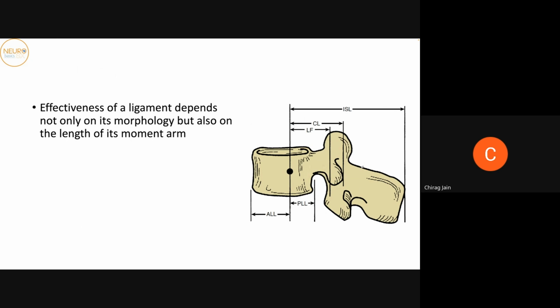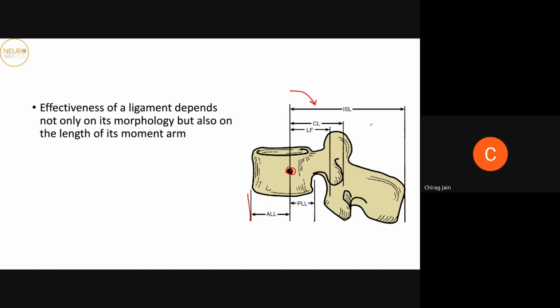Now, the effectiveness of any ligament will depend not only on its strength and its morphology, but also on the length of its moment arm. When it comes to, for example, flexion and extension, if you take this as a center of rotation, these are the moment arms of all the different ligaments. Okay. So as you can see, the only ligament which deals with extension or prevents hyperextension would be ALL.